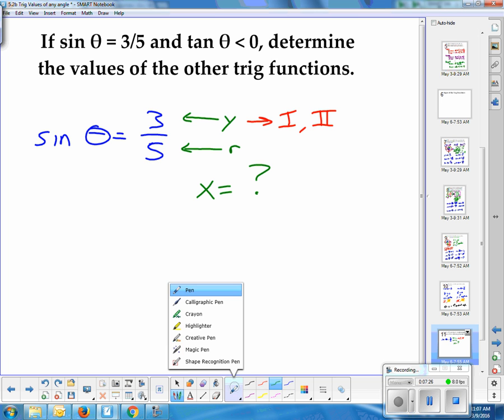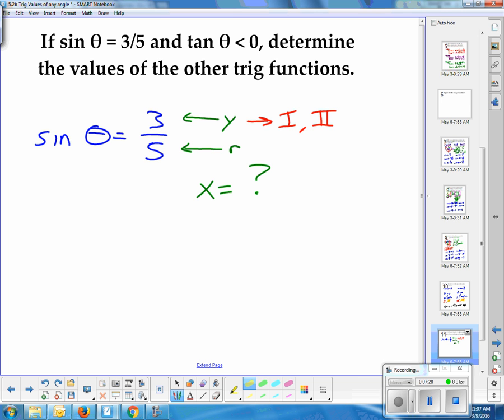If theta is a first quadrant angle, then my x would also be positive. But if my theta is a second quadrant angle, then this x is going to be negative, because in the second quadrant x is negative. So I have to figure out which of these two quadrants I'm working in. And to do that, I'm going to use the tangent function information that was given.